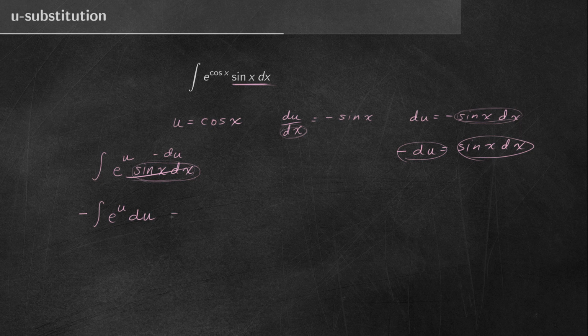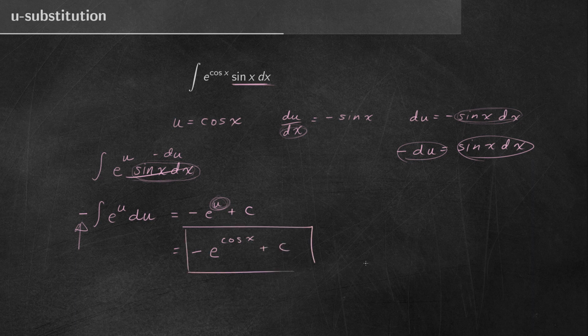And this is a really simple antiderivative. The antiderivative of e to the u is e to the u. We've got this constant multiple in front, so negative e to the u plus c. And for my final answer, I'm not going to leave the u, I'm going to substitute something back in for u, so negative e to the cosine x plus c.